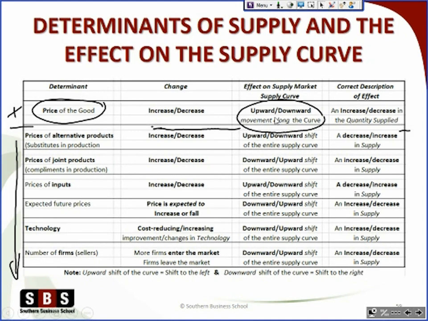So prices of alternative goods. You may be asked to list the factors that cause a shift in the demand curve, and take note of it. Here in the table are the factors: the prices of alternative goods, the prices of joint products, the prices of inputs, expected future prices, and technology, because the producers can produce more, and the number of firms.